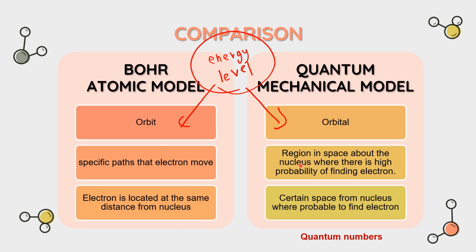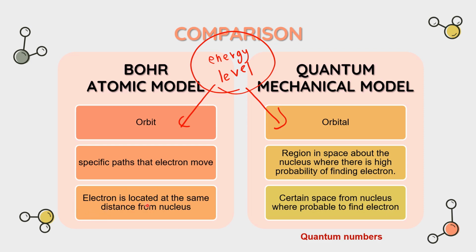But in quantum mechanical model, there is a region in space about the nucleus where there is high probability of finding electron. So according to this model, kita tak boleh kata electron can be found at n equals to 1. No, okay, tak boleh. Okay, there is a possible space in an atom where we could probably found the electron. Ada ruangan-ruangan yang tertentu, okay, pada energy level 1, energy level 2 di mana kita adalah possible untuk jumpa electron.